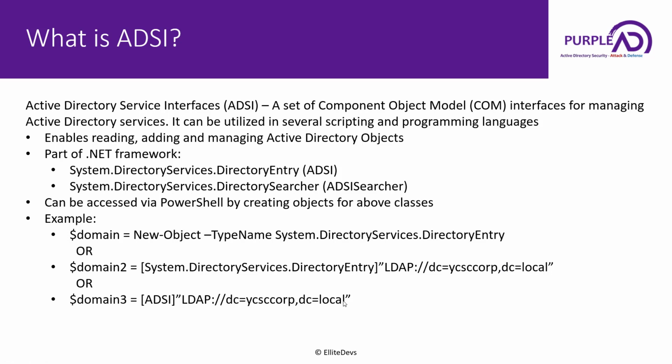The third way you can create an ADSI object is by using the ADSI type accelerator. In PowerShell, type accelerators are nothing but aliases for the .NET classes. In this case, ADSI is simply an alias for system.directoryservices.directoryentry class. Now let's see the demonstration in the lab.